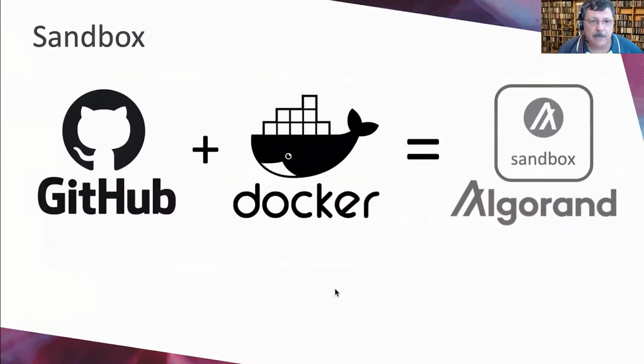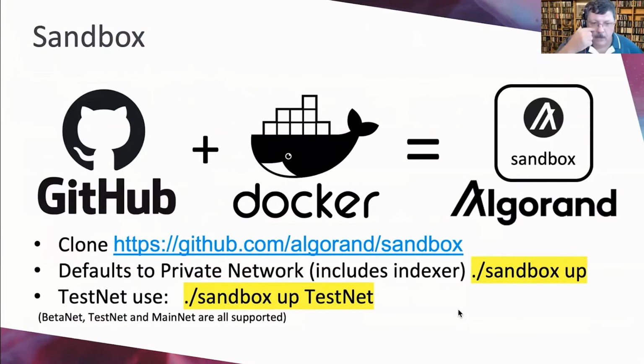And Sandbox is simple. Just clone the GitHub repository under Algorand for Sandbox, install Docker, and you're up and running. It defaults to the private network, and you just do Sandbox up. If you want to utilize testnet, it'll be Sandbox up testnet.